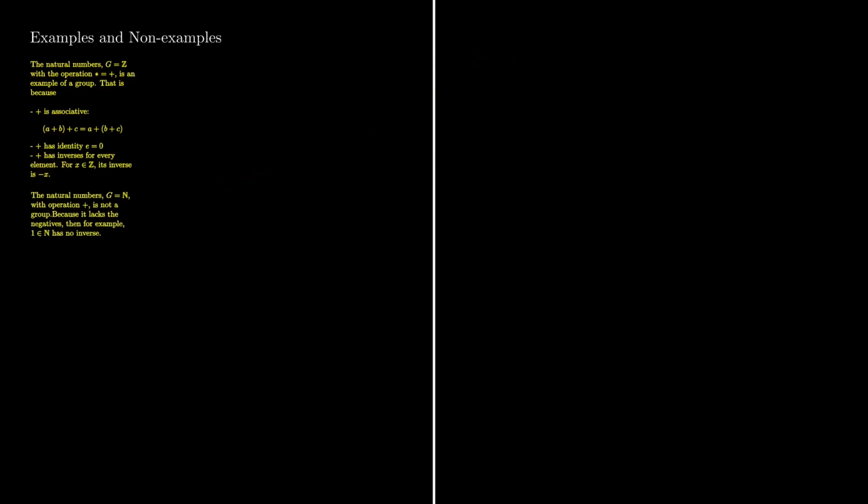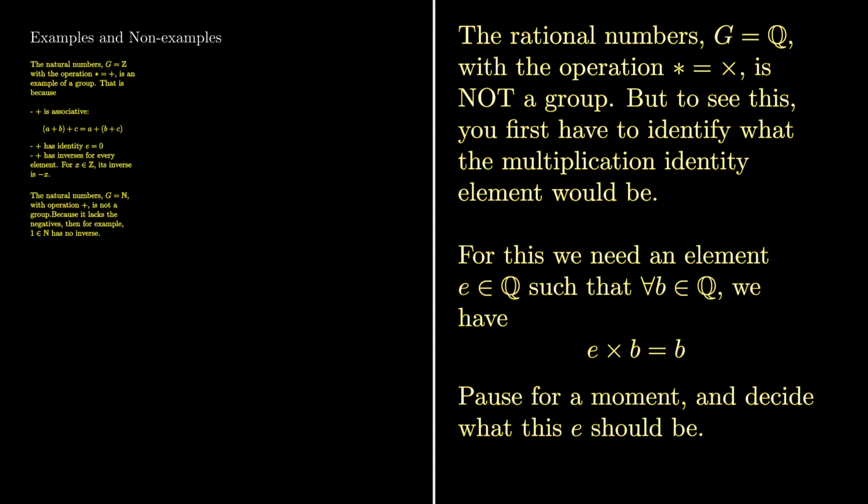Okay, let's move on to another. Here we'll take the rational numbers with the operation multiplication. This is a non-empty set. The function is an operation. Multiplication is an operation. It is associative, right? Multiplication of rational numbers is an associative operation.